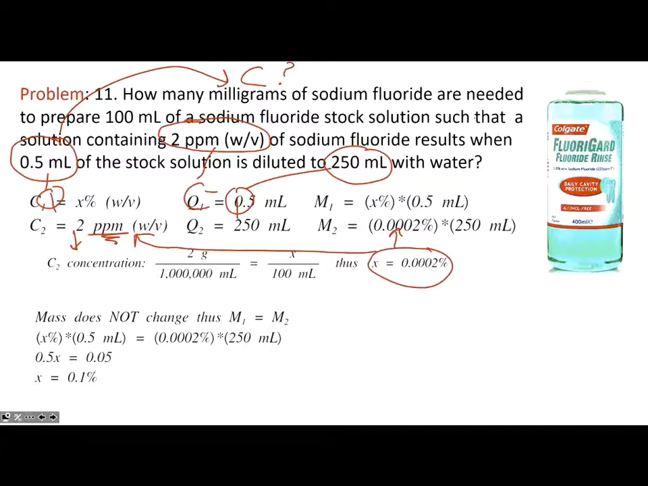That's not the final answer to the question. That is the concentration of the solution I have to have. That's the concentration of that stock solution. But it wanted to know what? How many milligrams per 100 mils.